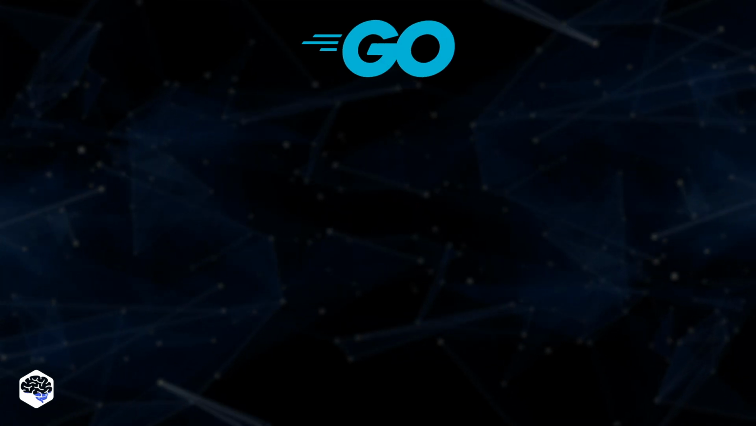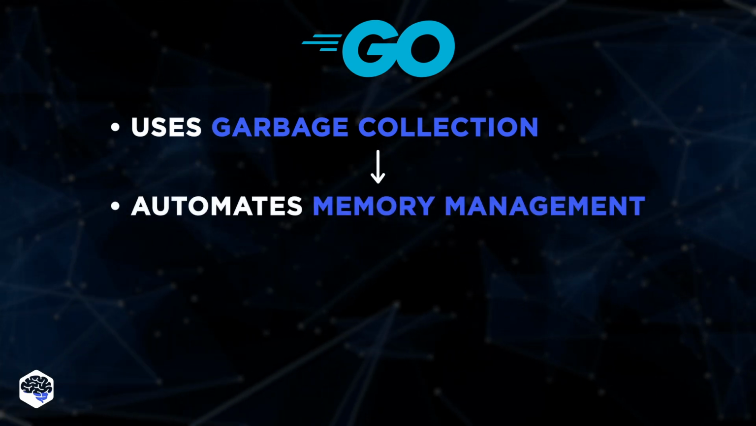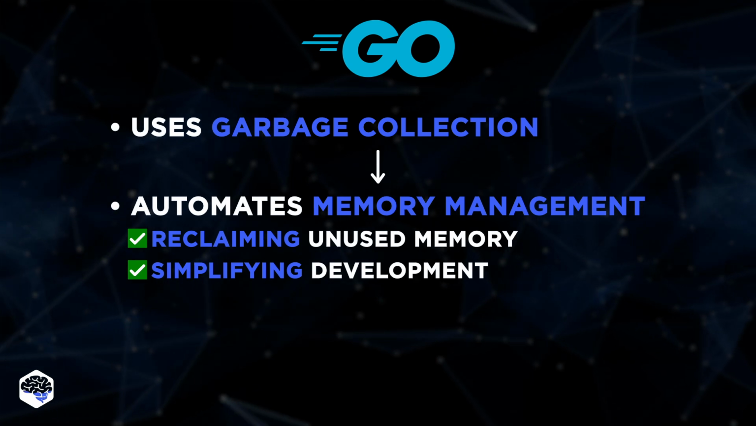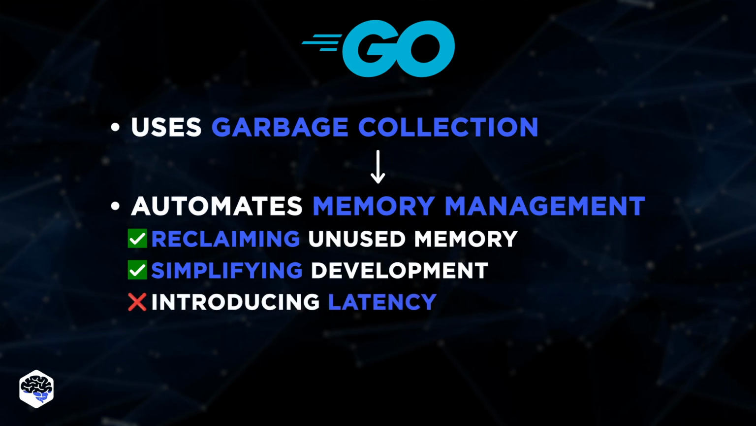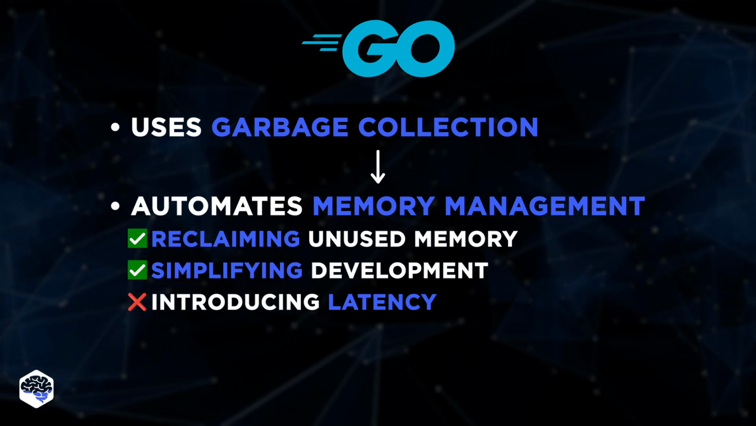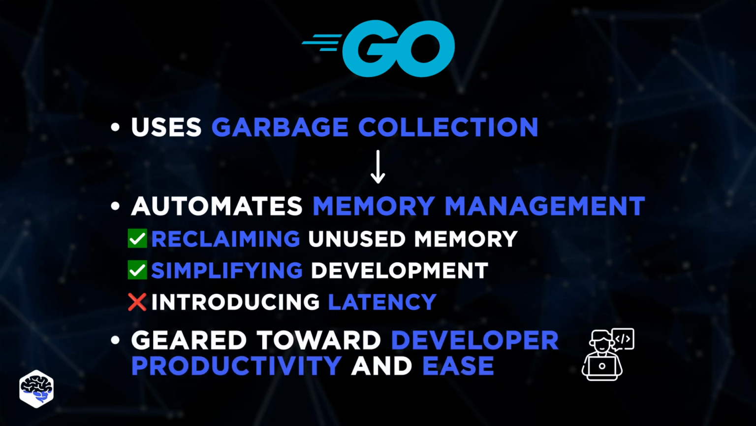In contrast to Rust memory safety, Golang uses garbage collection, which automates memory management by periodically reclaiming unused memory, simplifying development but potentially introducing latency during the garbage collection process. Thus, while Rust emphasizes performance and safety, Go is more geared toward developer productivity and ease of use through automation.